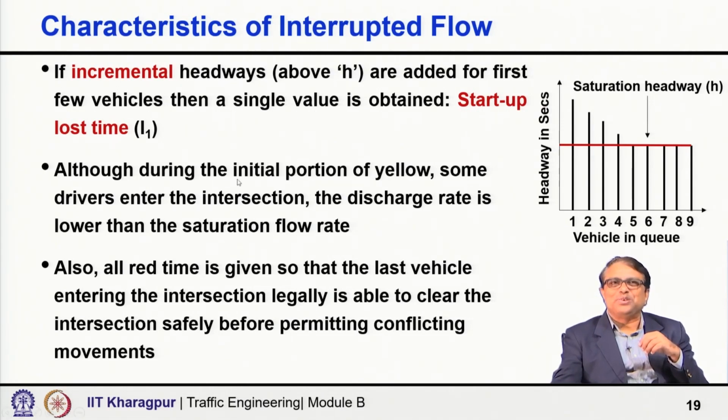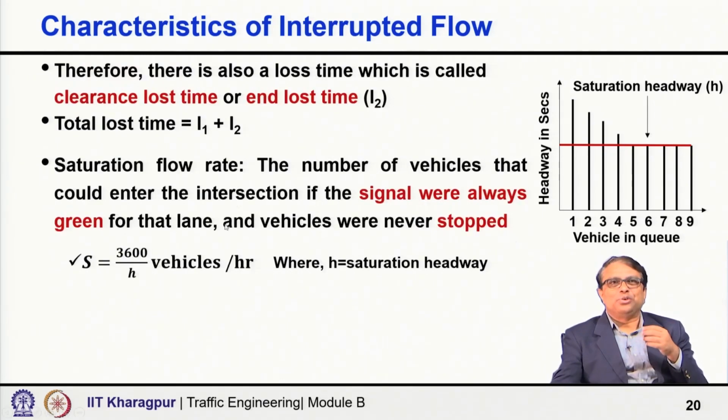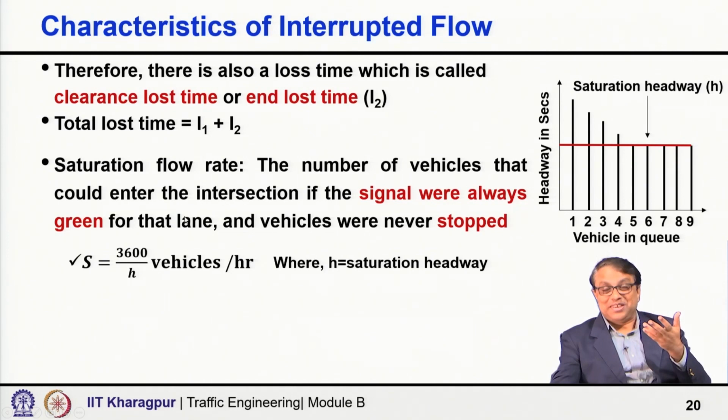So, both of these also bring some loss time. Why is that happening? It is happening because now the signal is changing to red. So, that is called the end loss time. Altogether we have total loss time L1 plus L2, startup loss time and clearance loss time. And whatever flow rate you get at the steady condition with a saturation headway of H is called the saturation flow rate. That is like capacity, that much maximum discharge is possible.